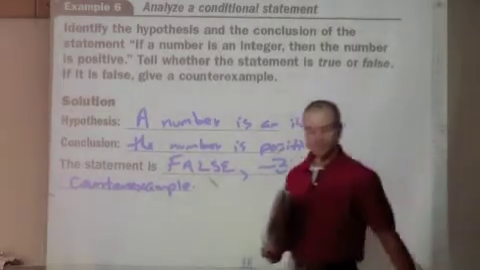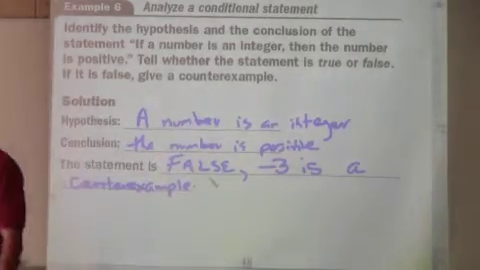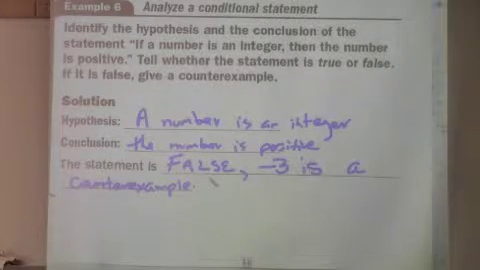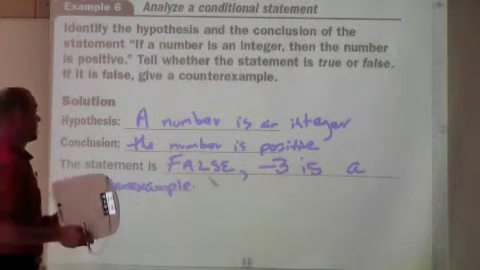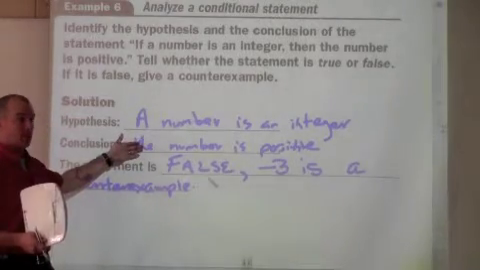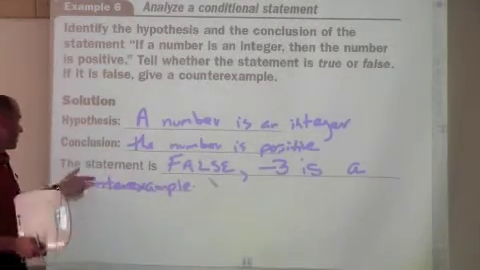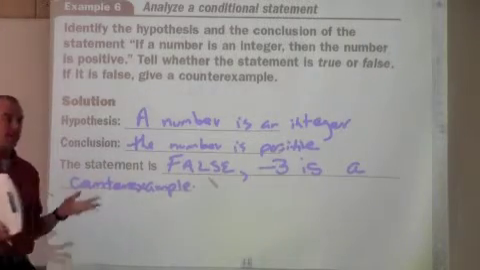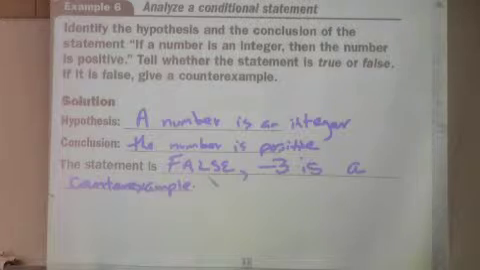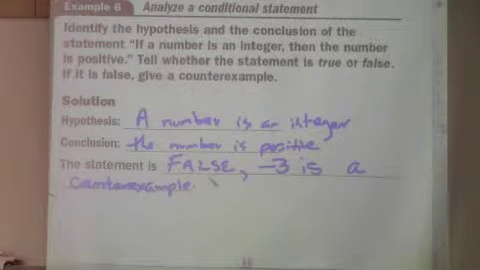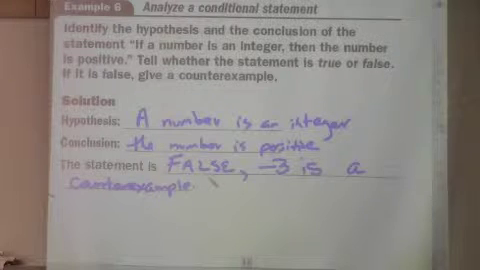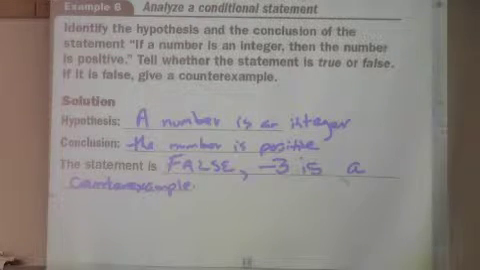What if you just wrote false because -3 is not positive? I was just saying that it's false, and then -3 is one specific counterexample. How many counterexamples could you come up with in this case? 100 gazillion. Infinity and beyond. There's an infinite number of counterexamples for this one.